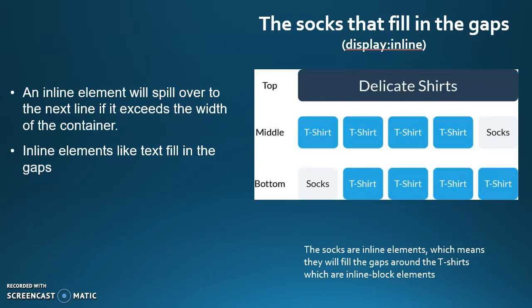Last, we have the socks that fill in the gaps, or our inline. The inline element will spill over to the next line if it exceeds the width of the container. And this is kind of the philosophy of the socks, right? They don't all have to be in one single place. You can stick some in one row like we saw, and you can stick some in the other row. For example, we have the middle row with the 4 t-shirts with socks at the end, and then the bottom row we have the socks at the beginning, and then we have 4 t-shirts afterwards. This inline element allows you to fill in the gaps, and it just keeps going, and when it runs out on one, it falls down to the next level. So the socks are an inline element, which means they will fill the gaps around the t-shirts, which are inline block elements.